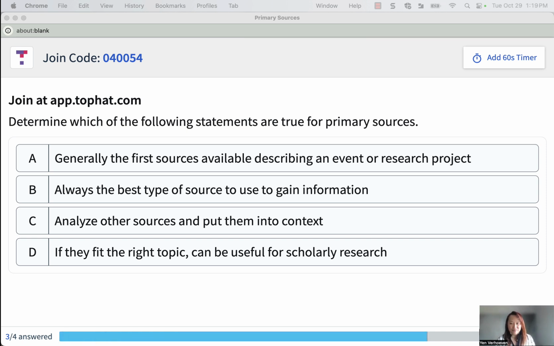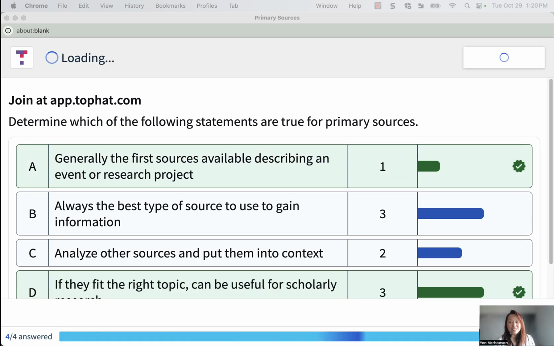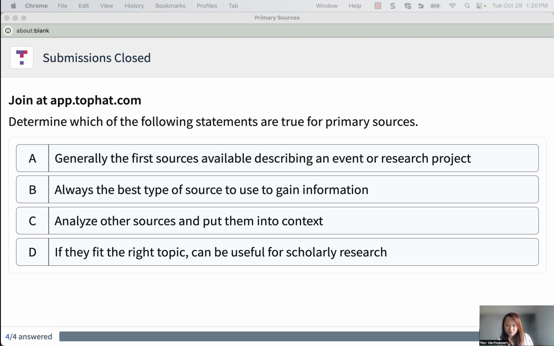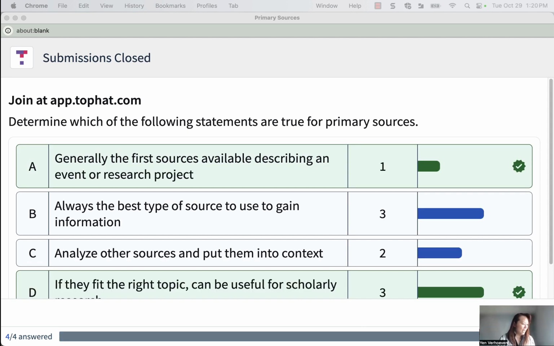All right. So I see all of you got D. If they fit the right topic, can be useful for scholarly research. Good job on that one, okay? Most of you, though, missed A. Is that showing correct? No, there we go, okay? Which is generally the first sources available for describing an event or research project, okay? So let's talk about this for a minute. And by the way, this is very similar to what you're going to get on the quiz, okay?